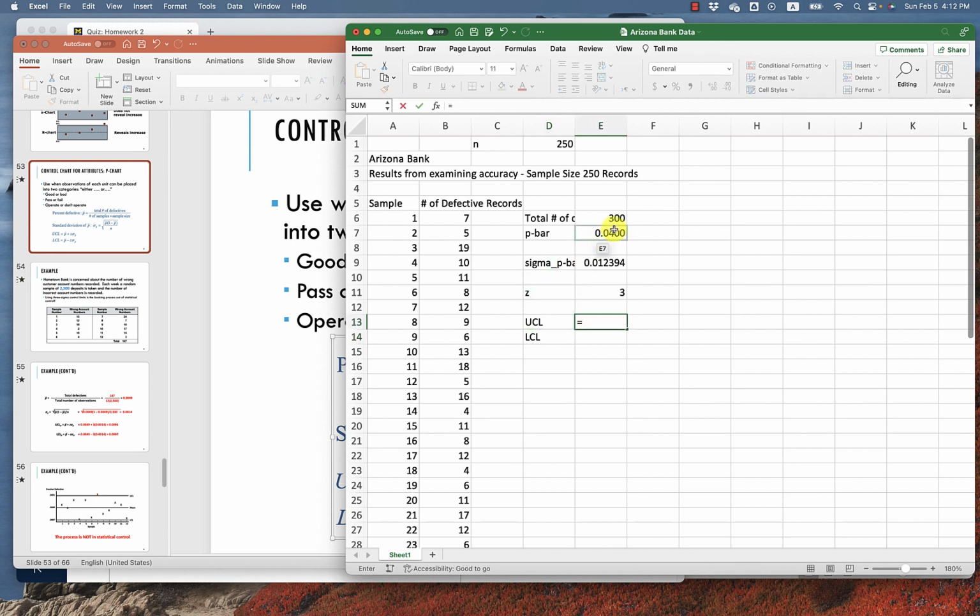Upper control limit is going to be P bar plus Z times the standard deviation of P bar. And then the lower control limit is going to be P bar minus Z times the standard deviation of P bar, which is this, so 0.0772 and 0.003, and the 28 is like 3.